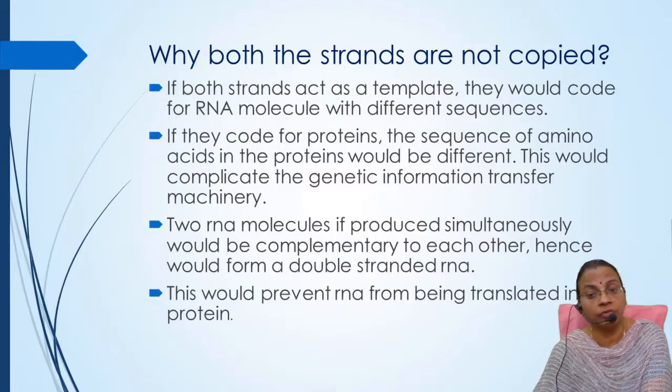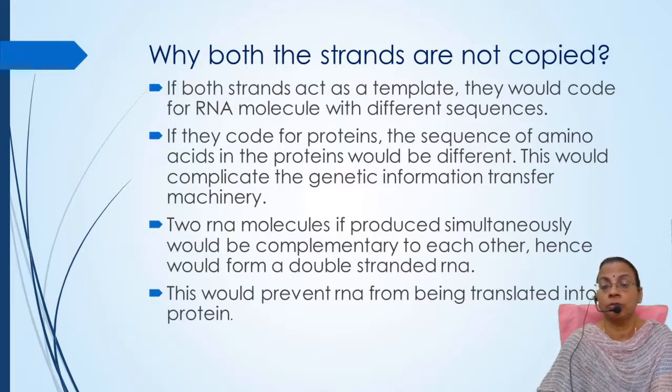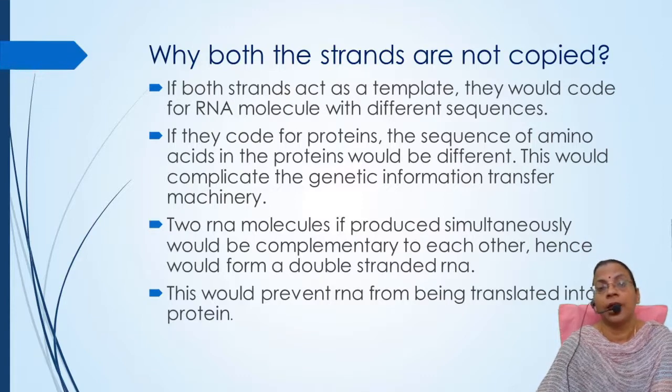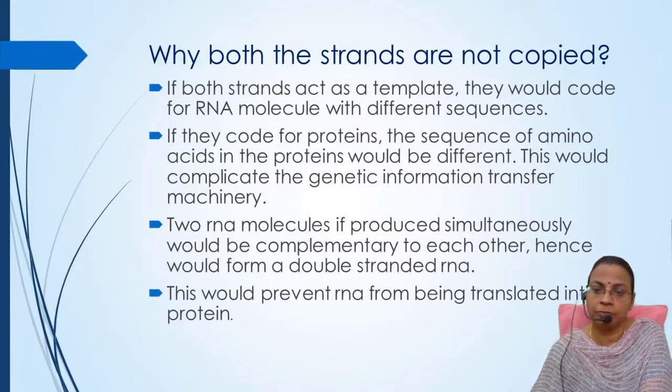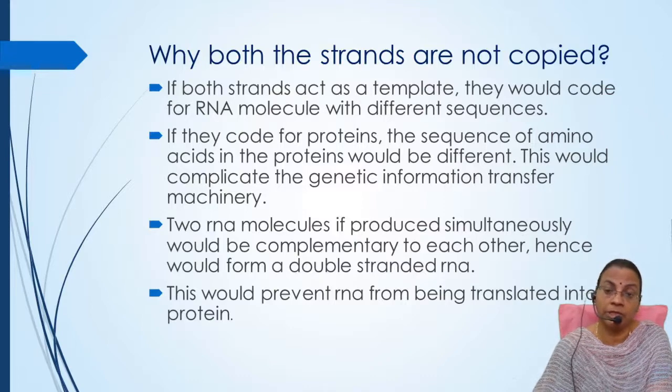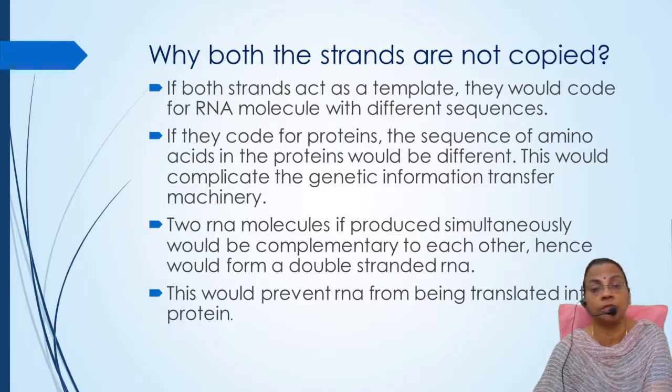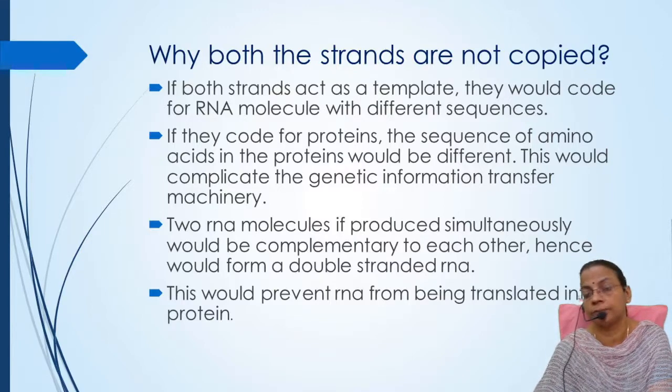and they show complementary base pairs. So if both of them act as the template, the RNA molecules formed will be different. And if they code for proteins, the sequence of amino acids also will be different. So we won't get the particular protein we require, only one RNA can supply that particular type of protein. If a complementary RNA is formed, the protein formed from that RNA will be entirely different, which will be accumulated and treated as waste.